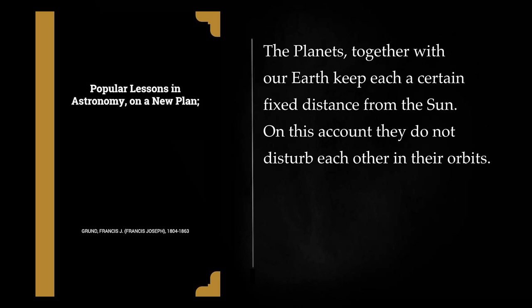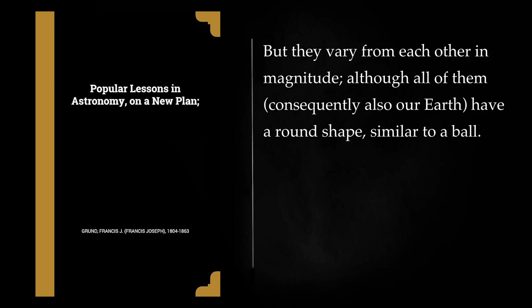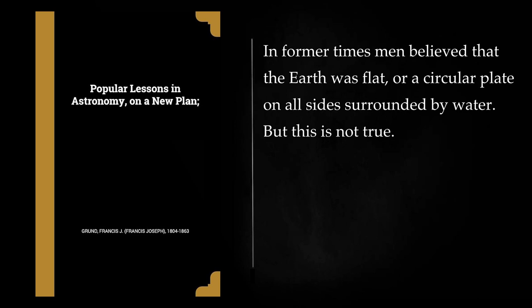Section 4. The planets, together with our Earth, keep each a certain fixed distance from the sun. On this account they do not disturb each other in their orbits. But they vary from each other in magnitude, although all of them, consequently also our Earth, have a round shape, similar to a ball. In former times men believed that the Earth was flat, or a circular plate on all sides surrounded by water. But this is not true.